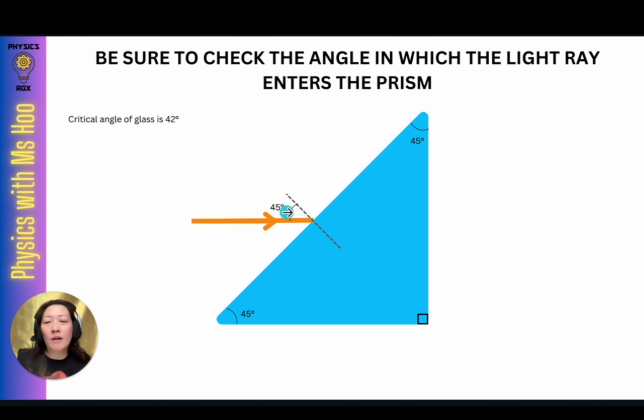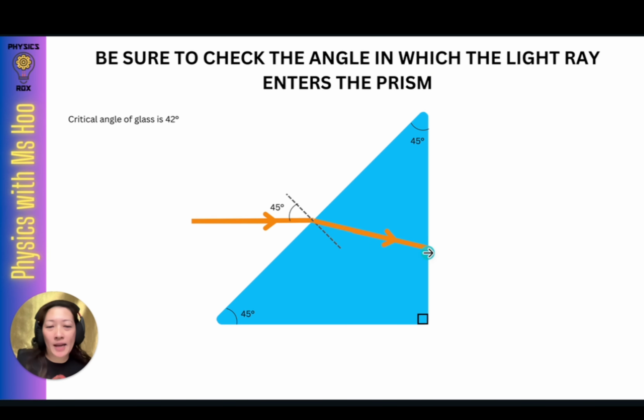Now don't assume, oh, incident angle of 45 is greater than 42, it's going to totally internally reflect. No. This light ray is traveling from air to glass. So that means in this case, it's going to refract into the glass block and it's going to refract towards the normal. Now how much the angle is, you can calculate it out, but for the sake of this video, we're just going to move on.